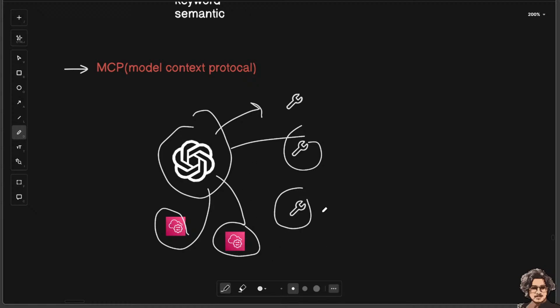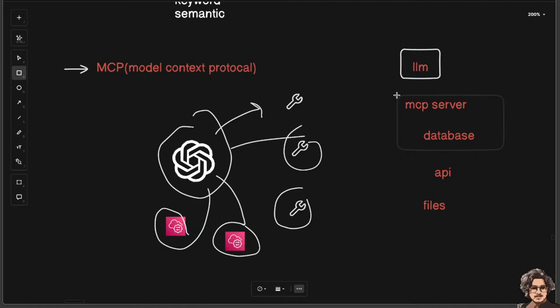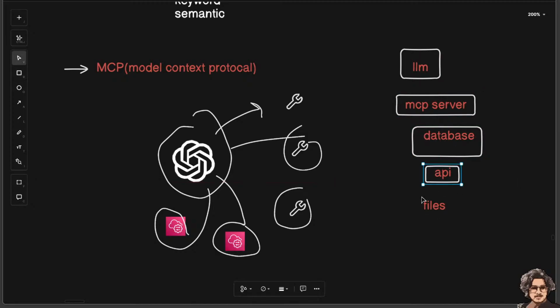The workflow looks like this: there is the LLM, and it has an MCP server, which connects to a database, APIs, and files, such as text files. So our LLM is provided an MCP server, which has a database and can access the API and the files. These are the workflow.